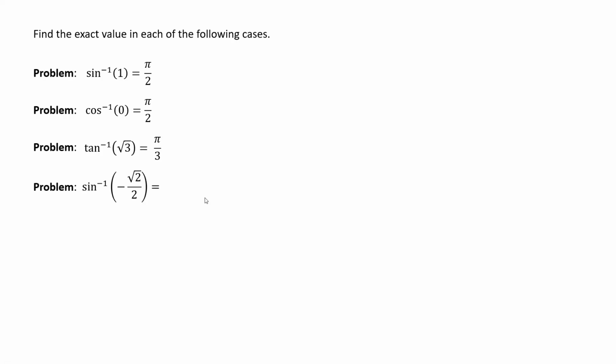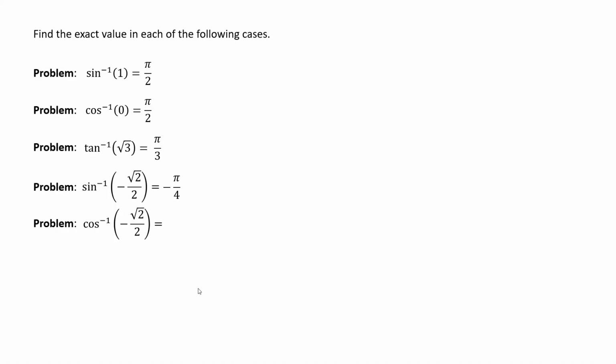Problem: sine inverse of negative square root of 2 over 2. Is negative square root of 2 over 2 between negative 1 and positive 1? Yes, it is. Sine of what angle between negative pi half and pi half is negative square root of 2 over 2? The answer is negative pi over 4. Okay? And cosine inverse of negative square root of 2 over 2?